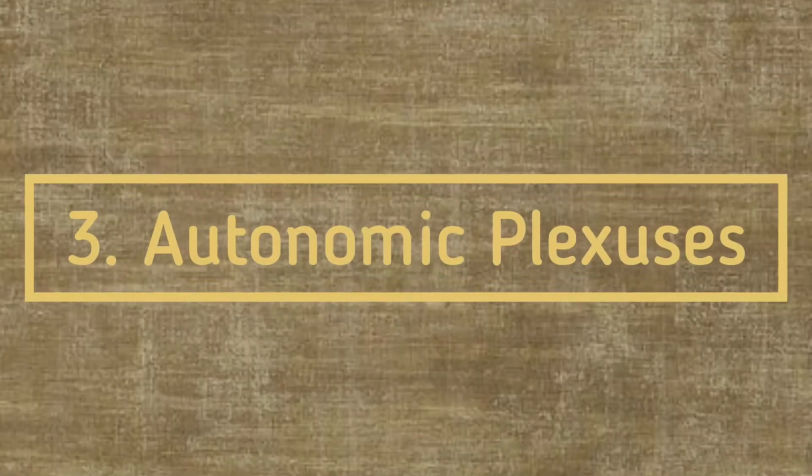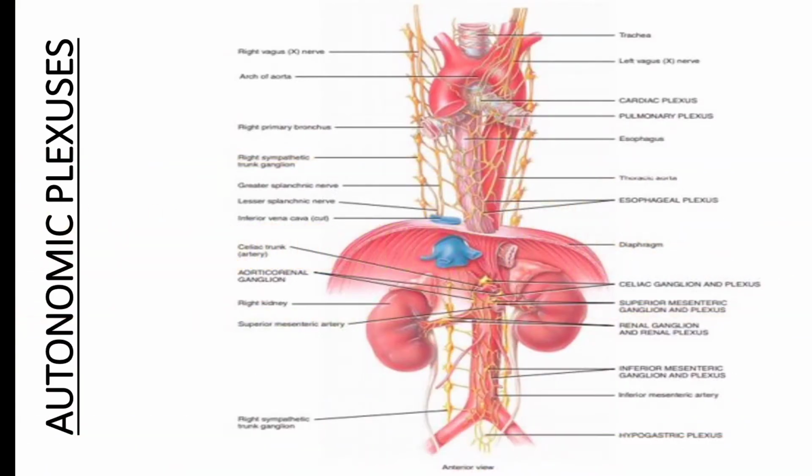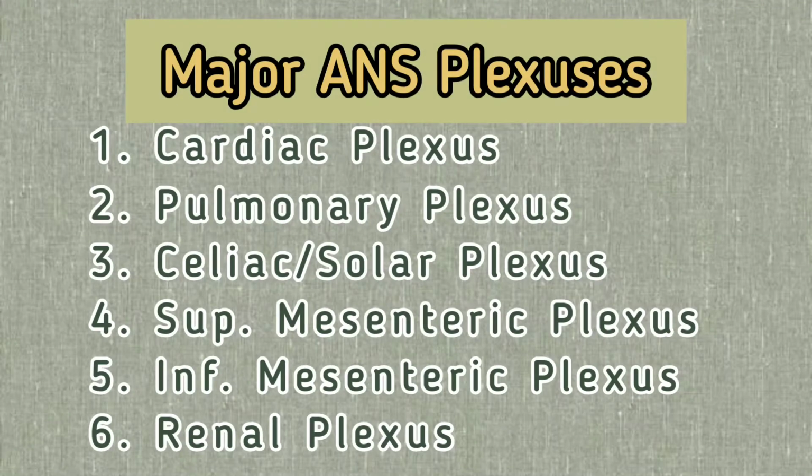Now let's talk about autonomic plexuses, which are mainly found in the abdomen and the pelvis. Autonomic plexuses are tangled networks of sympathetic and parasympathetic neurons. There are 6 major plexuses in your ANS. You have your cardiac plexus, which innervates your heart, your pulmonary plexus, which innervates your bronchial tree, your celiac or solar plexus, which innervates your celiac artery and is the largest out of all of them. The superior and inferior mesenteric plexuses supply your GIT, and your renal plexus supplies your kidneys.